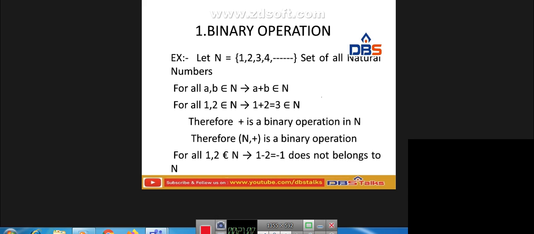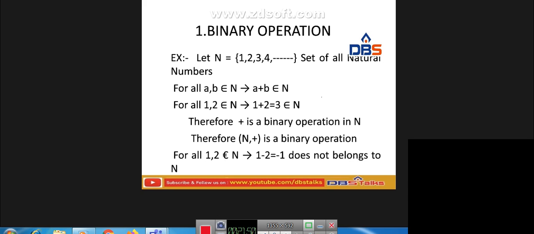Next, let N equal to the set 1, 2, 3, 4, the set of all natural numbers. For all a, b belongs to N, that implies a plus b belongs to N. For example, 1, 2 belongs to N, that implies 1 plus 2 equal to 3 belongs to N. So natural numbers are 1, 2, 3, 4 and so on. Whenever you use plus, is that a binary operation or not? We take the values of a, b as 1, 2. The condition is a plus b, then 1 plus 2 equal to 3, that belongs to N. Therefore, plus is a binary operation on N, the natural numbers. Therefore, (N, +) is always a binary operation.